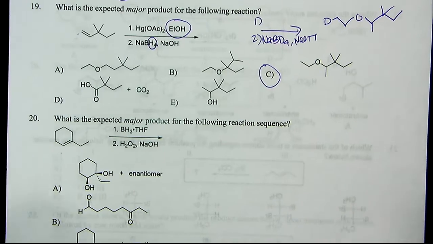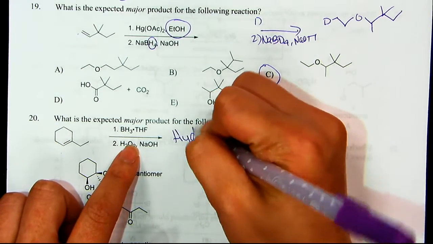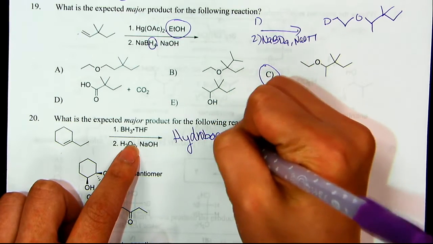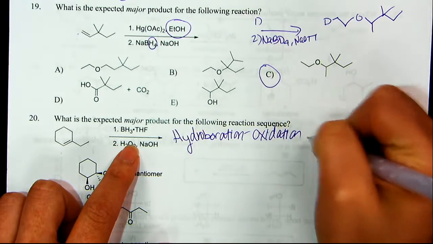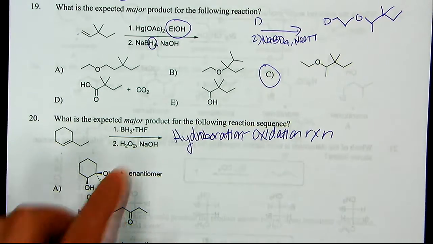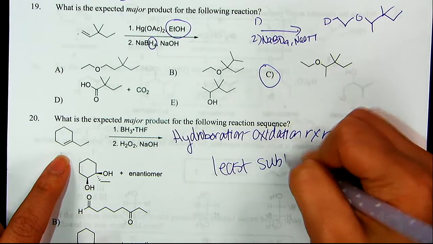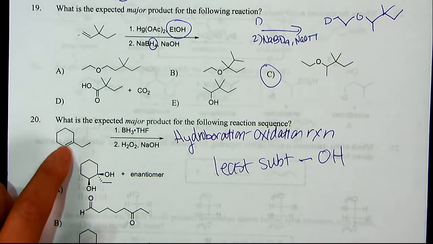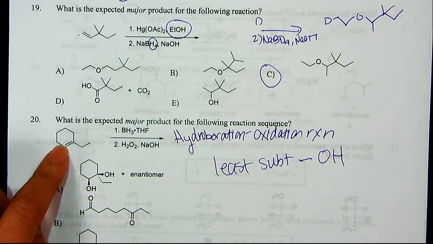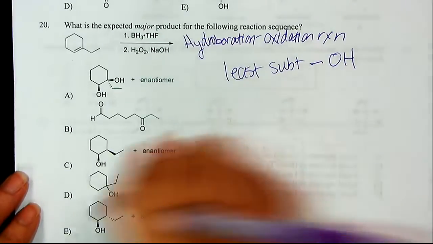Alright, number 20, what is the major product of this reaction? This is a hydroboration-oxidation reaction. So that means it's going to go on the least substituted side, and it's going to donate an OH group at that position. So we look at this, the OH group will go on that side, and so we will get D. Okay.